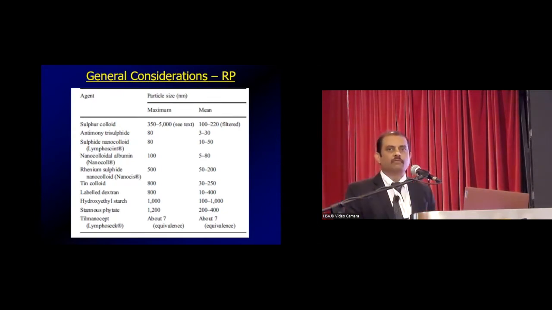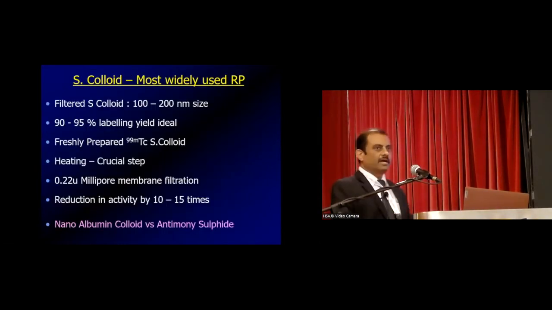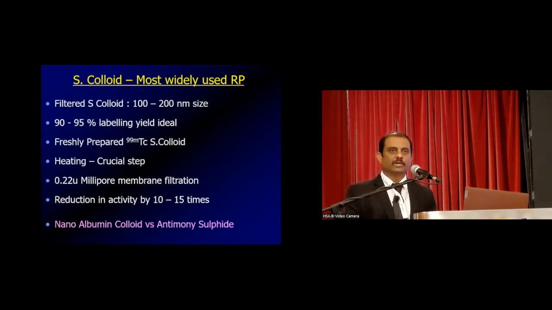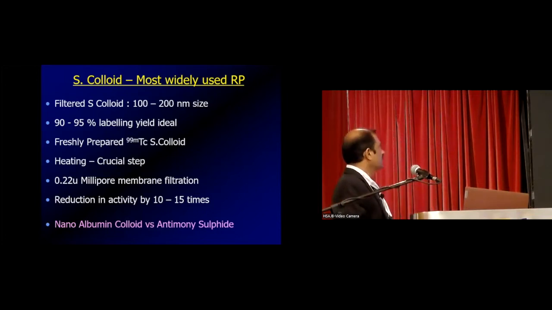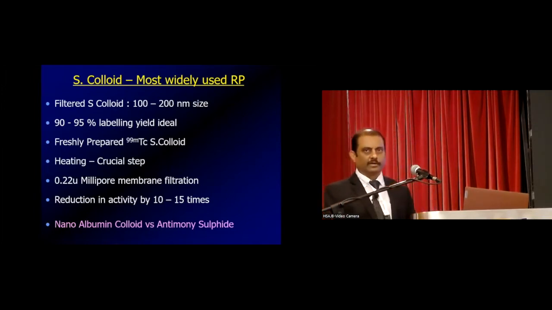So, there are many radiopharmaceuticals available. Obviously, what we use is colloid, and the most established and most cost effective radiopharmaceutical is technetium labeled sulfur colloid, because it has a less than 200 nanometer size. It has a good labeling yield, 95% you can get, and it should always be a freshly prepared technetium sulfur colloid, and majority of the time we use a filtered sulfur colloid.